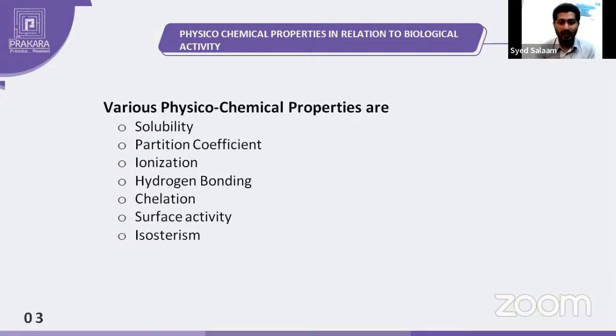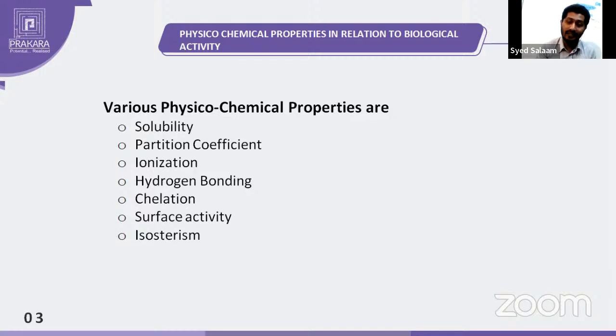Next, hydrogen bonding, because the drug is going to interact with the receptor either by binding to it or getting attached, maybe through van der Waals forces. So hydrogen bonding also plays an important role here. Next is chelation, which is the formation of a complex between the drug molecule and the protein part or various receptor sites. Chelation has many effects; side effects can also be related to chelation, and even the antidote property of a certain medication is based on the chelation mechanism.